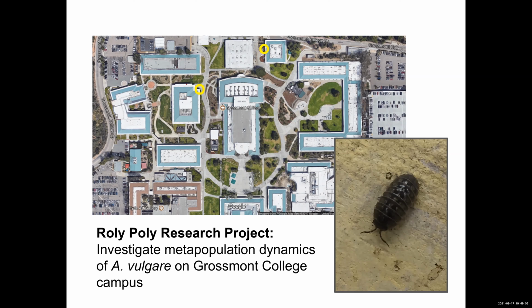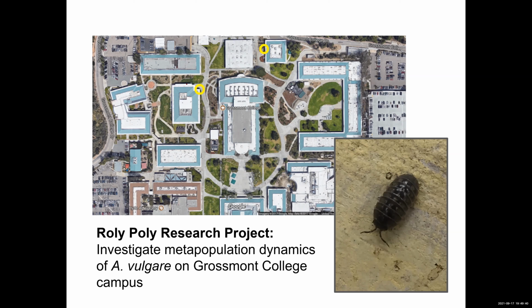So here's a map of campus, and you can see that the college campus is also a fragmented habitat compared to a natural habitat. All the little green spaces are places where roly-polies could live. And then they're separated by these concrete pathways. It's too hot and dry during the middle of the day for them to survive very long out on those concrete pathways. So I've done a few small experiments and projects with students already on campus, investigating the metapopulation dynamics.